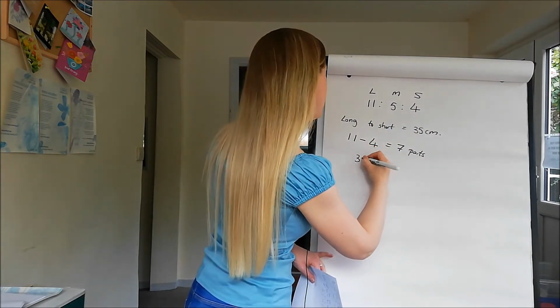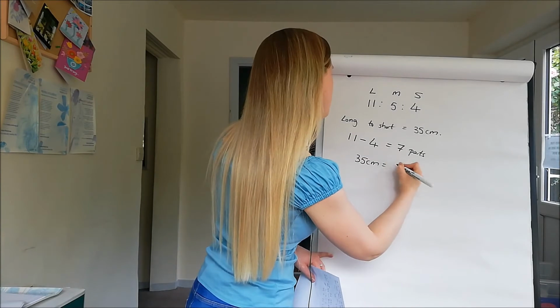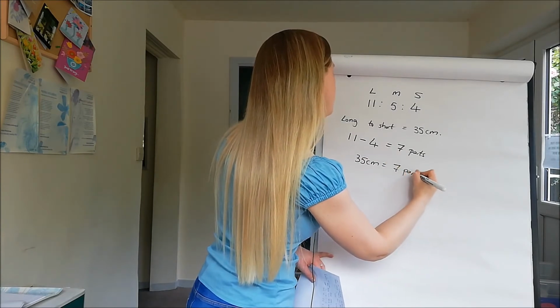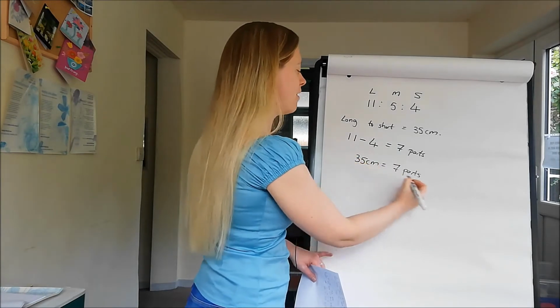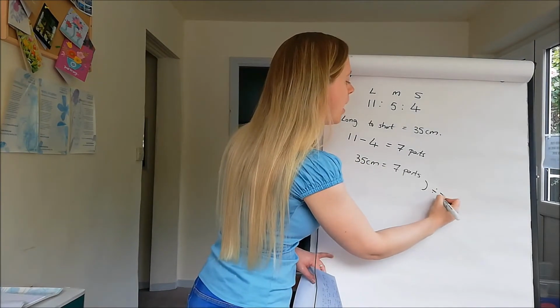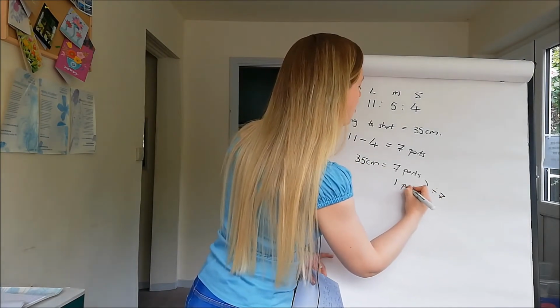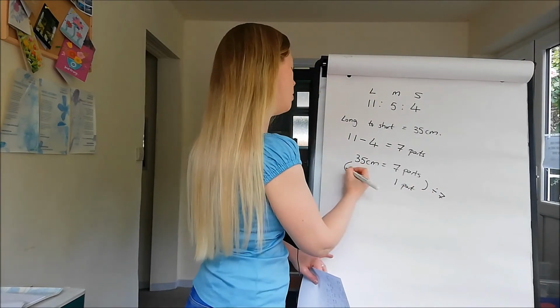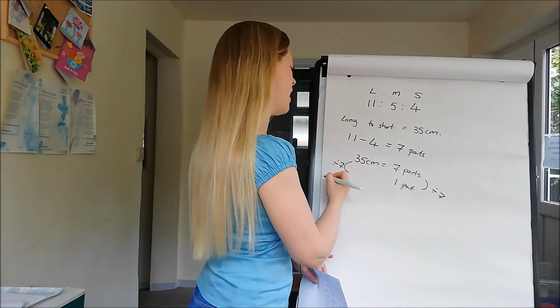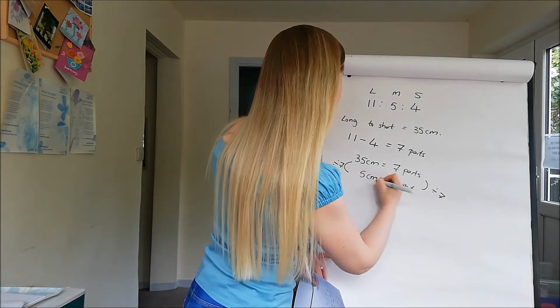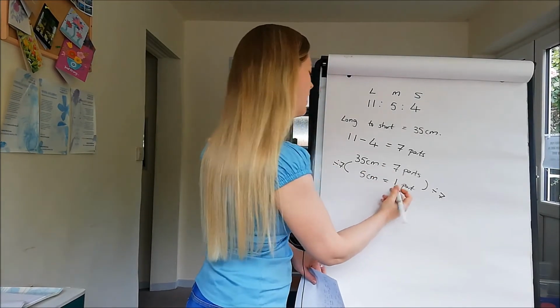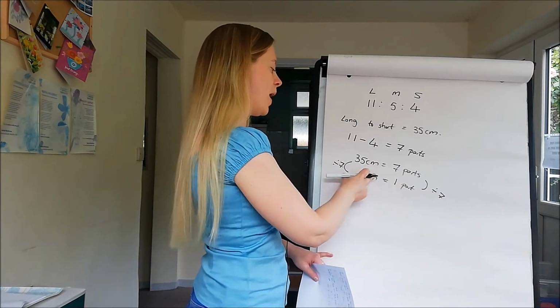So we'd put 35 centimetres equals 7 parts. And that really is the question unlocked then, because from our 7 parts, we can divide by 7 to give 1 part, which means we have to divide that side by 7 as well to give us 5 centimetres. So 5 centimetres equals 1 part.